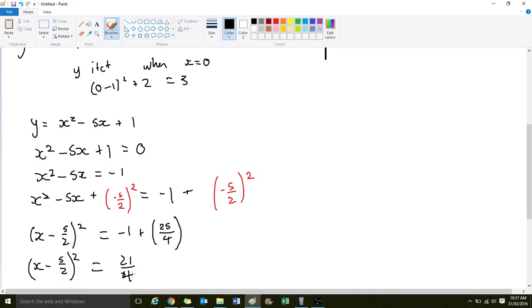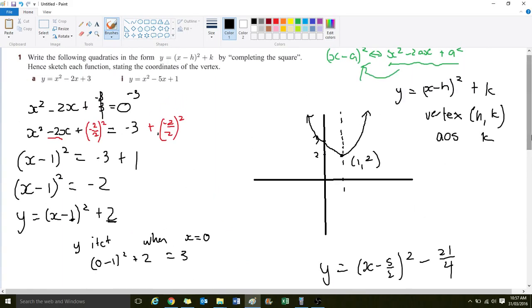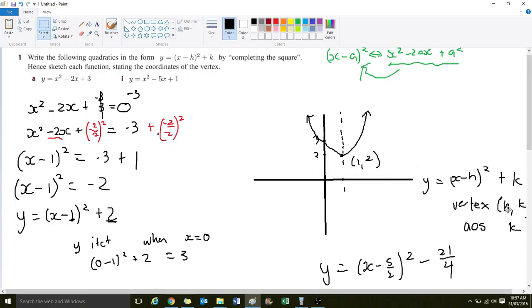Alright, and now we can move it to one side and write it as the equation. So it's going to be y equals x take 5 on 2 squared take 21 on 4. So now we can graph this function. Alright, and once again it does have the form x take h, so all this same information applies. If we have y equals x take h squared plus k, we have the vertex at this point.